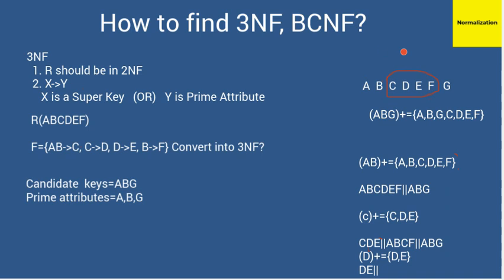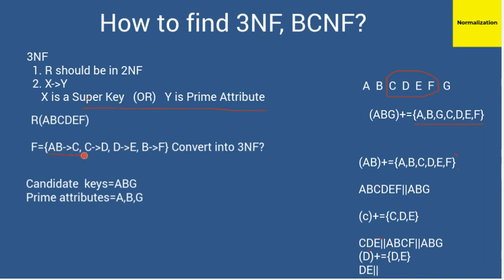What are the elements left over here? A, B and G. So find the closure of it. If you get all the attributes in the table, then ABG is said to be the candidate key. Here you get all the attributes in the table, so ABG is the candidate key. We need not go further; there is only one candidate key, that is ABG. So you write the candidate key as ABG and the prime attributes as A, comma, B, comma, G. The table is already in 2NF, so now we need to check the second condition, whether X is a super key or Y is a prime attribute.